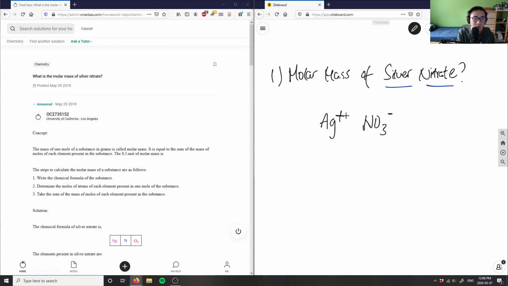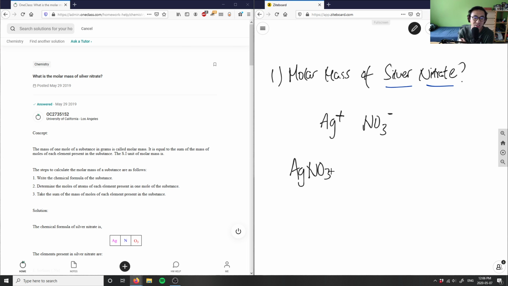You can do the crisscross method, or you could use logic: I need one silver atom to satisfy this negative charge, because 1 plus negative 1 equals 0, and I always want a charge of 0. Therefore, my chemical formula for silver nitrate is AgNO3.